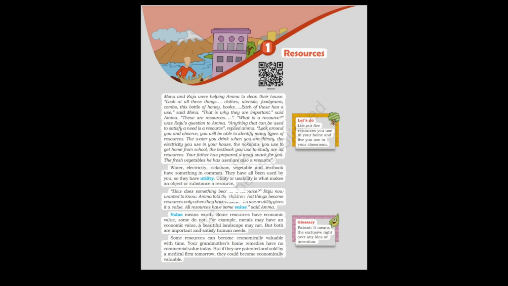Amma told the children that things become resources only when they have a value. Its use or utility gives it a value. "All resources have some value," said Amma. "Value means worth. Some resources have economic value, some do not. For example, metals may have an economic value, a beautiful landscape may not. But both are important and satisfy human needs.